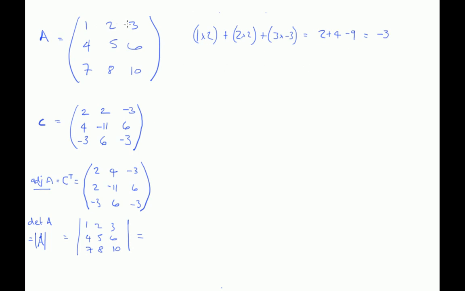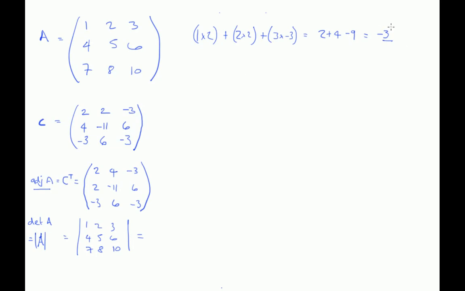And you could do that using any of these rows. So we used this row 1, 2, 3 and 2, 2, and minus 3. But you could do it with 4, 5, 6 and 4, minus 11, and 6, or you could do it with 7, 8, 10 and minus 3, 6, and minus 3. Or 1, 4, 7 and 2, 4, minus 3. These would all give you the same value, if you've done it right, of minus 3, and that is a way of checking it possibly. But hopefully if you take any of these rows or columns and multiply by the cofactors, then you will get the determinant, if you've been following the maths in the previous video sessions.